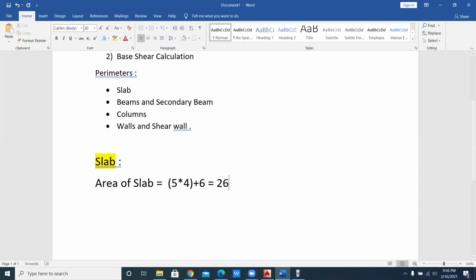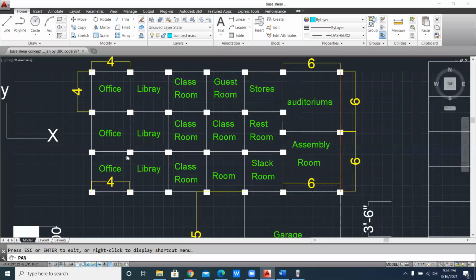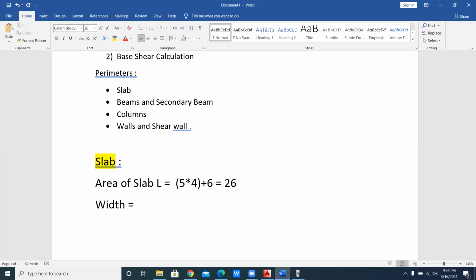26. That is, we can say that area of slab. We can say that's length. Okay, that is 26. Now one thing you can say that the other slab, you can see it, other slab having area width equal to how many bays? 1, 2, 3, and how many numbers? That is 3. So we can write as W equal to 4 cross 3.